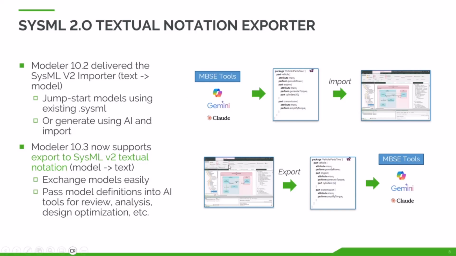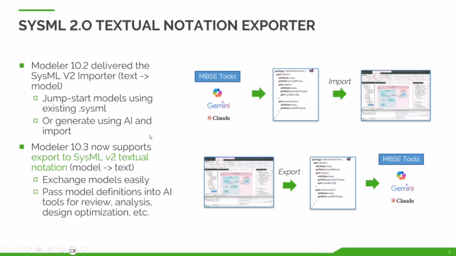So from our model in Modeler, we can hit generate and it will export a .sysml file. You can see an example here. And this can then be used for simple data exchange with other tools. So you could pass in the architecture of a model into another MBSE tool that's capable of ingesting .sysml. And you can also pass them into AI tools as well. So you can pass these in and do model analysis, model review, syntax checking, and so on.